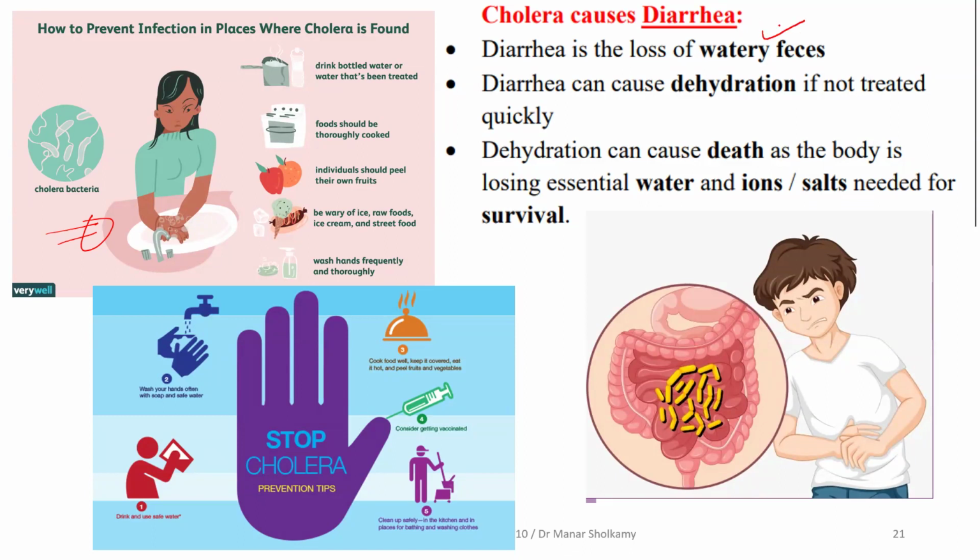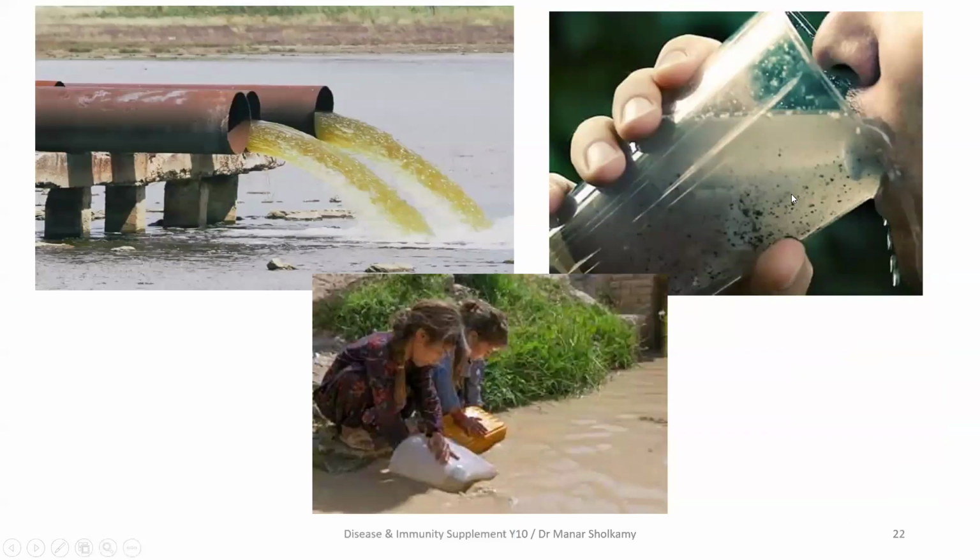Cholera causes diarrhea. In case you're asked, what is diarrhea? It is watery feces that is mainly water. It causes dehydration. The keywords are in bold. It can cause death if it is untreated because you're losing water and salts that are very important for survival.